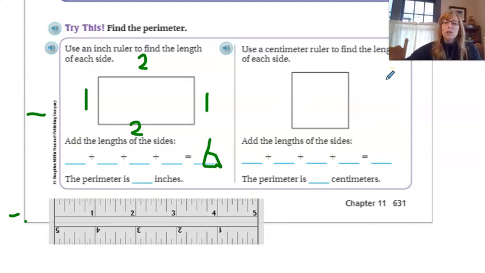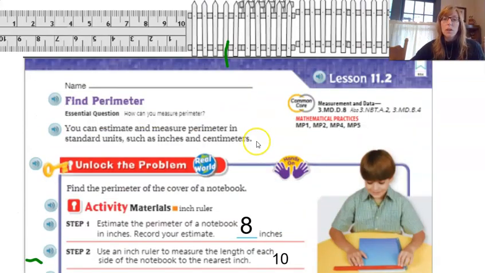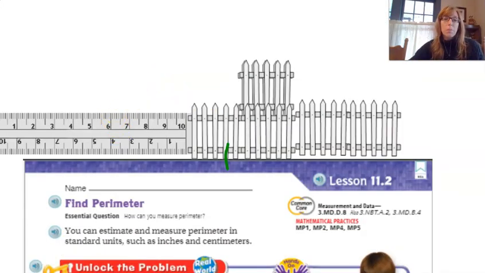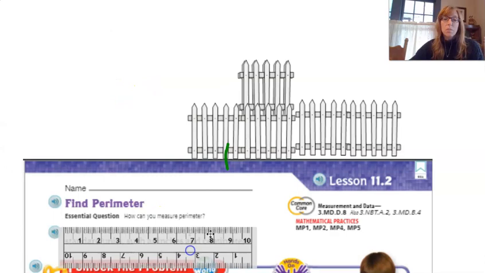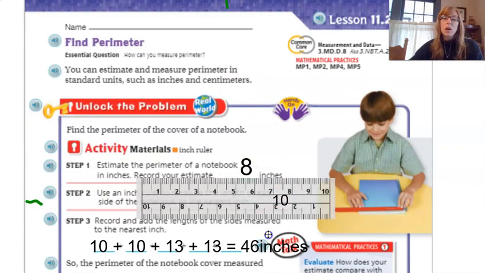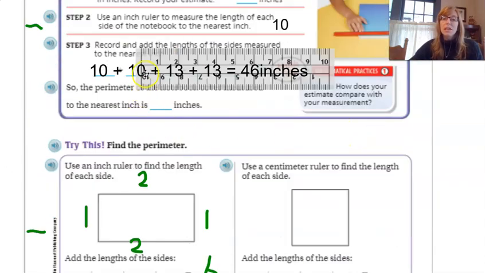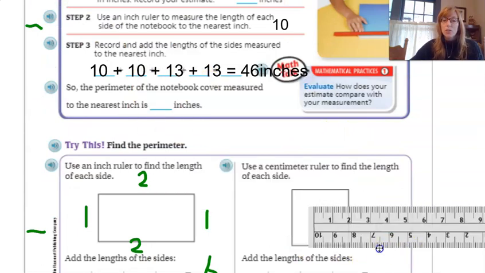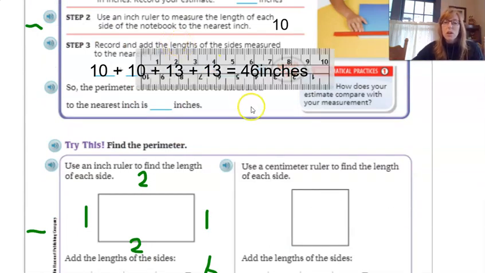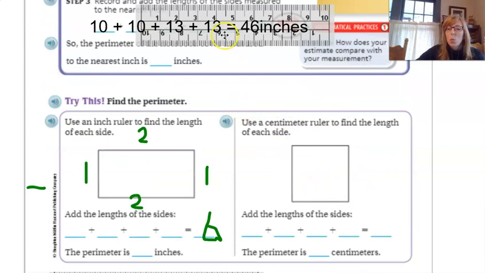All right, so our next one, this is centimeters. So we are going to measure in centimeters. Remember, we know that perimeter is the distance around. So now we're going to use centimeters. If you look at this, this looks like a square.